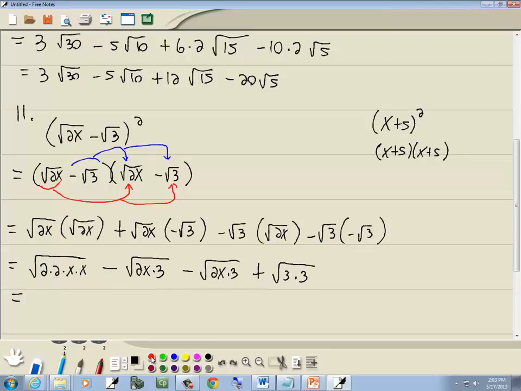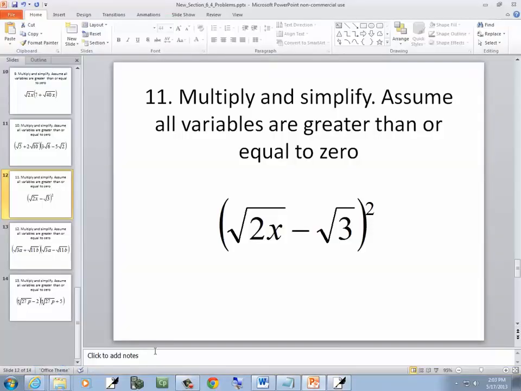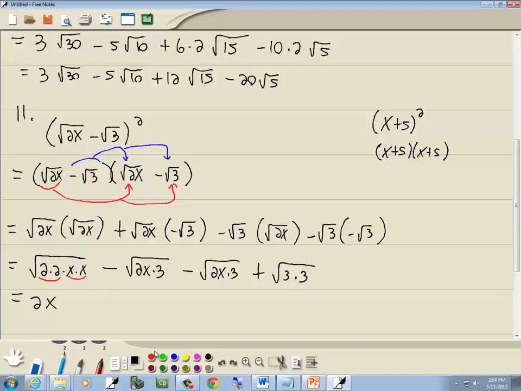Now remember with the square root we're looking for a pair of somethings. Here's a pair of 2's, here's a pair of x's. So a pair of 2's is going to come out as a single 2, a pair of x's will come out as a single x. Now notice my instructions here say assume all variables are greater than or equal to 0. They're telling you not to worry about putting absolute value bars around any variable you bring out. Normally, if they didn't put those instructions, we'd have to put absolute value bars on this x.